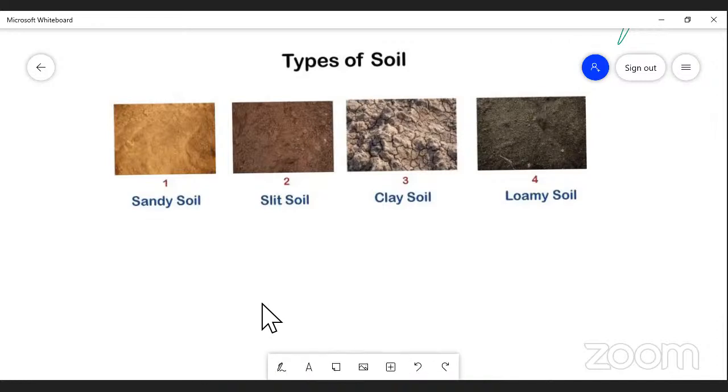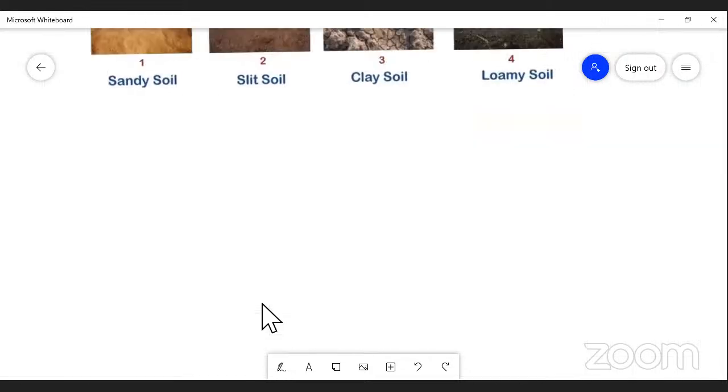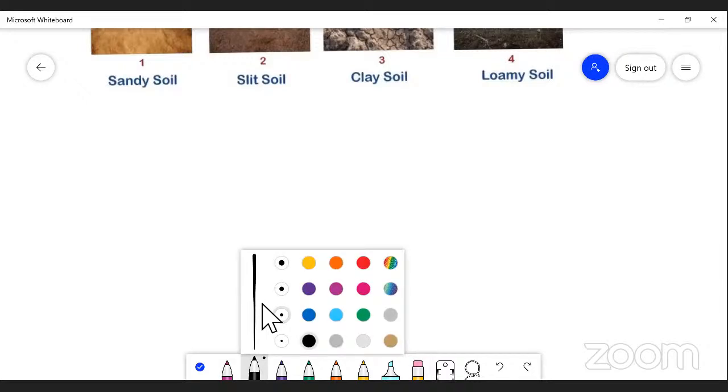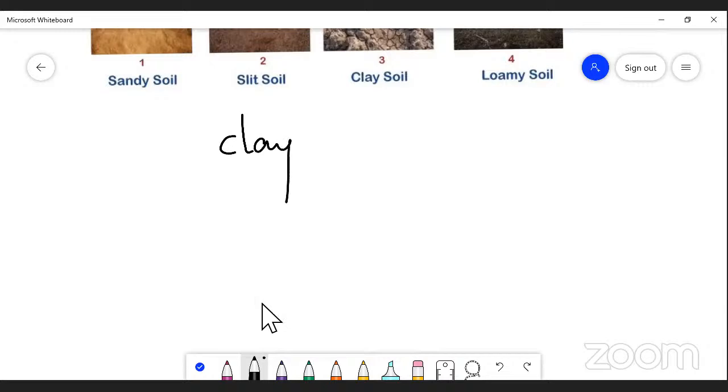Let me take first of all the smallest size of soil. Which of the following is known as the smallest? The first type is clay soil. The size of clay soil is always less than 0.002 millimicron. So that is the first soil.